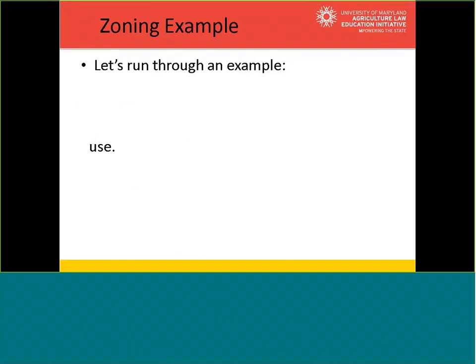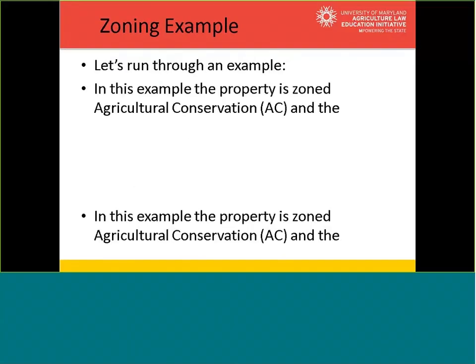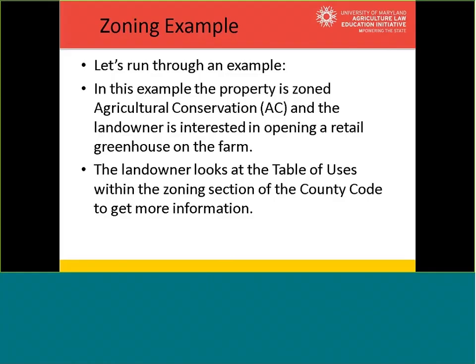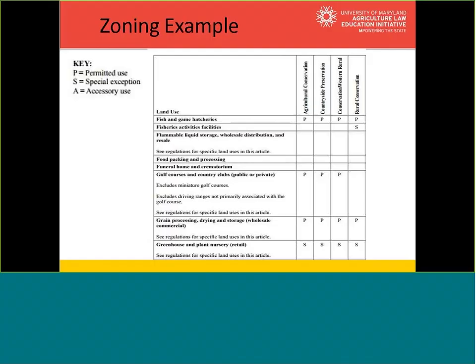Let's run through an example. In this example, the property is zoned agricultural conservation, and the landowner is interested in opening a retail greenhouse on the farm. The landowner looks at the table of uses within the zoning section of the county code to get more information. So here's the table of uses.